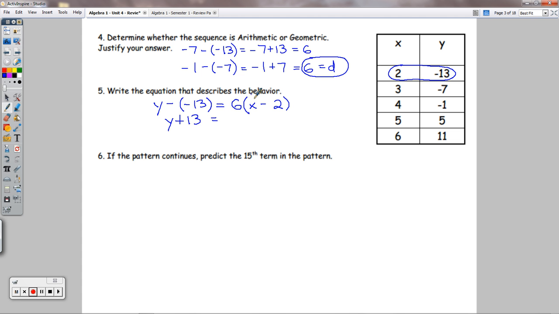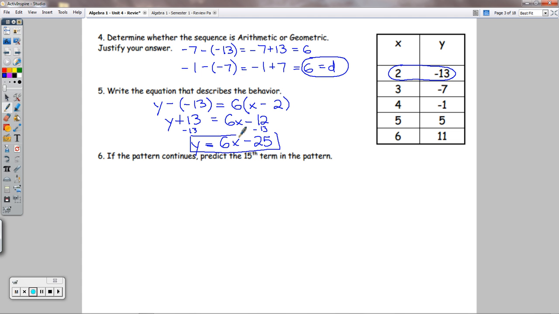You can distribute that 6 to both parts there. So 6x minus 12. Subtracting 13 from both sides there gives you your final equation. Y equals 6x minus 25.